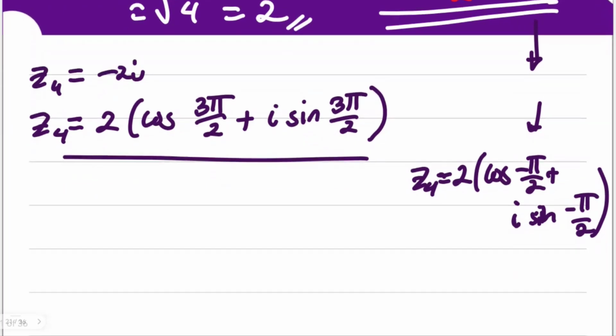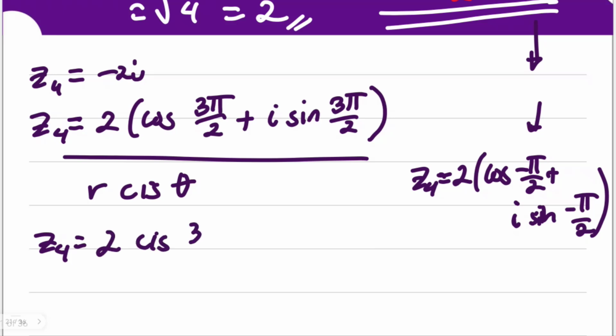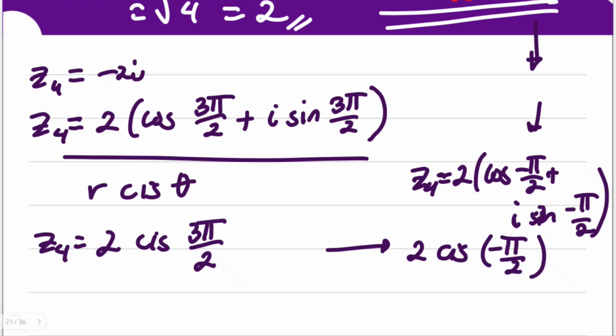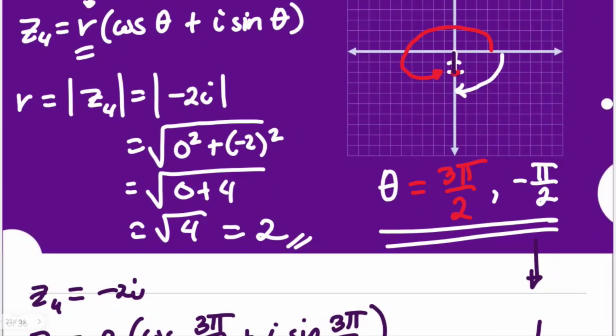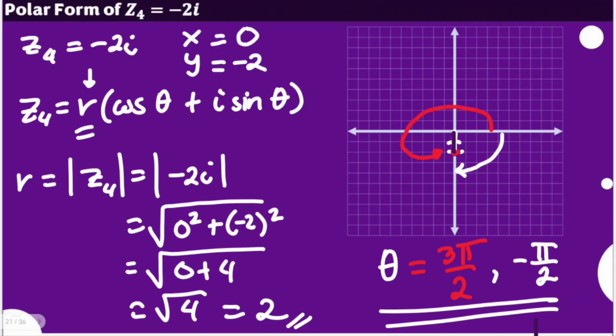Now, there is also another way of writing this. We have r cis theta. So our z sub 4 can be written as 2 cis 3 pi over 2, or in this case, 2 cis negative pi over 2. They mean the same thing as well. This is the polar form of the complex number. Again, it's shorter than the previous ones because we're able to establish that it's already on the axis and we're able to identify the angle as easily as it is.